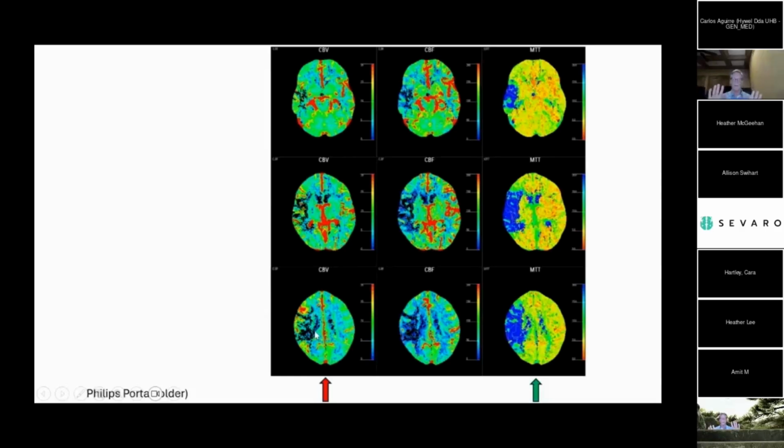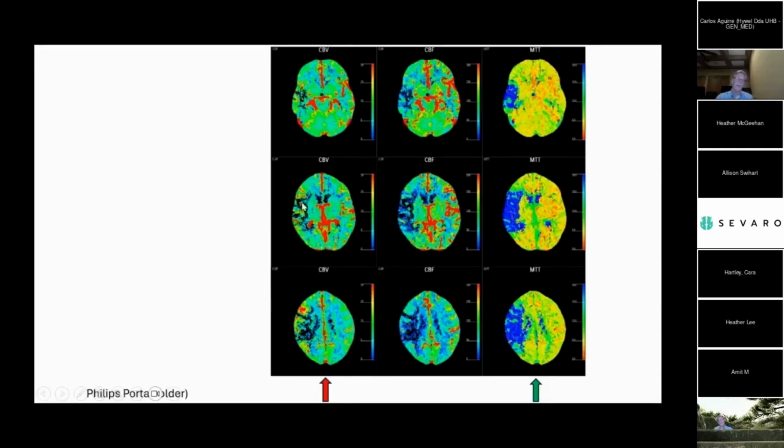Now, if you were to create a summary map in your head, which is what I want you to do, you would say, okay, we have a big stroke here, right? It's proven on the MTT. This part here, which has increased CBV compared to the other side, and certainly higher than 2, this part here and this part here will be penumbra. This will be the core infarct.